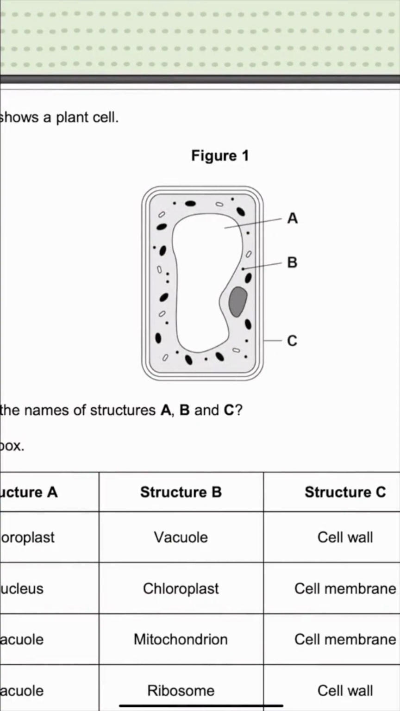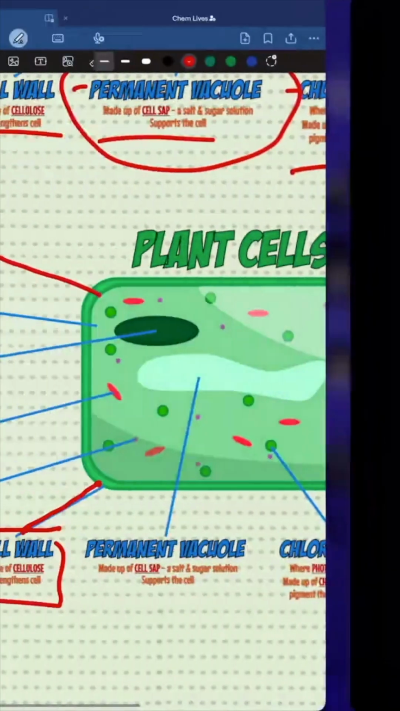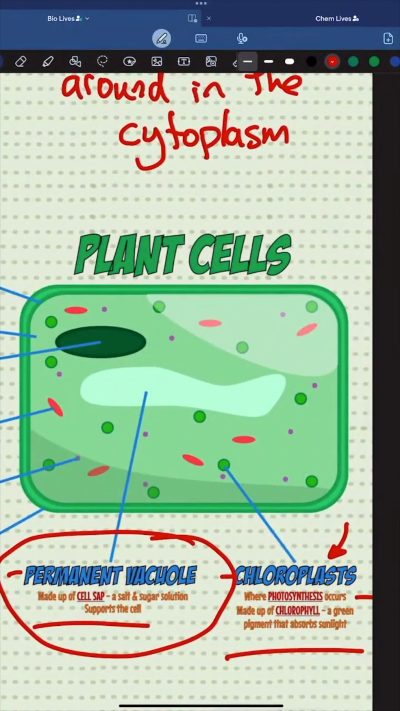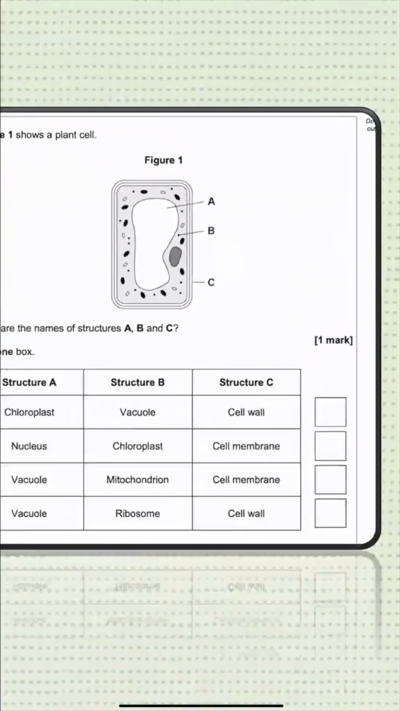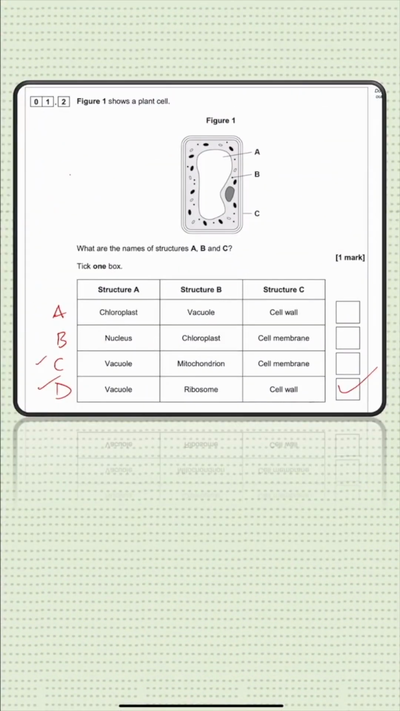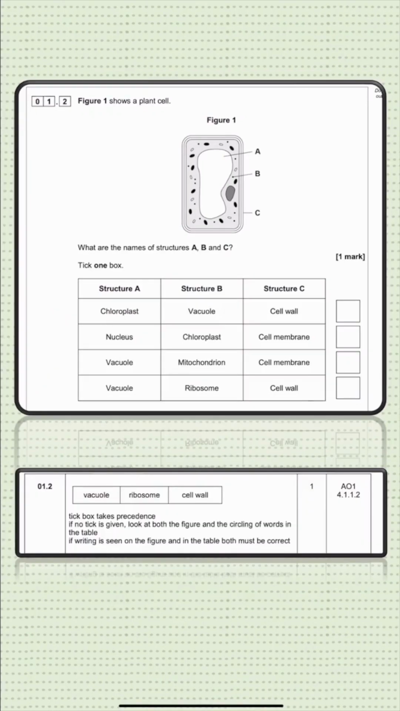And then mitochondria or ribosomes. Shape-wise, mitochondria have an oval shape. So see here, they've got an oval shape, whereas a ribosome is more of a circular shape. That's how you're going to see it on your exams. So yeah, the answer would be D. This was a 1 mark question. I think this came up 2 years ago. Mark scheme confirms it. Vacuole, ribosome, cell wall.